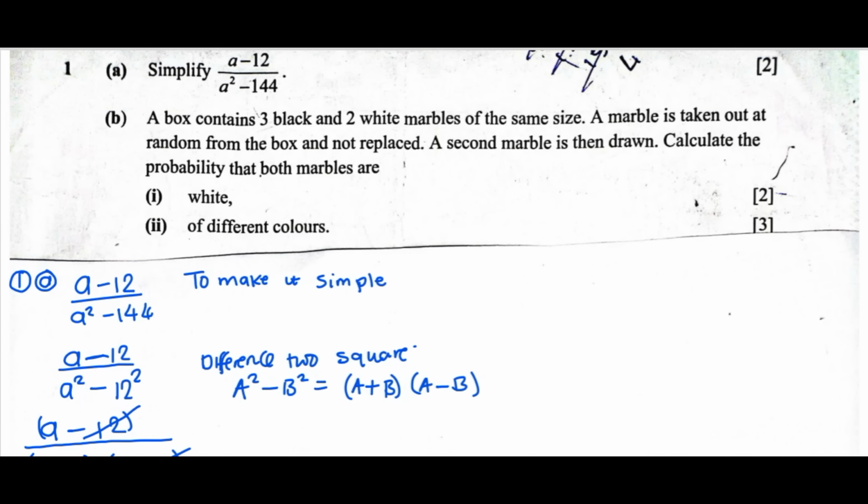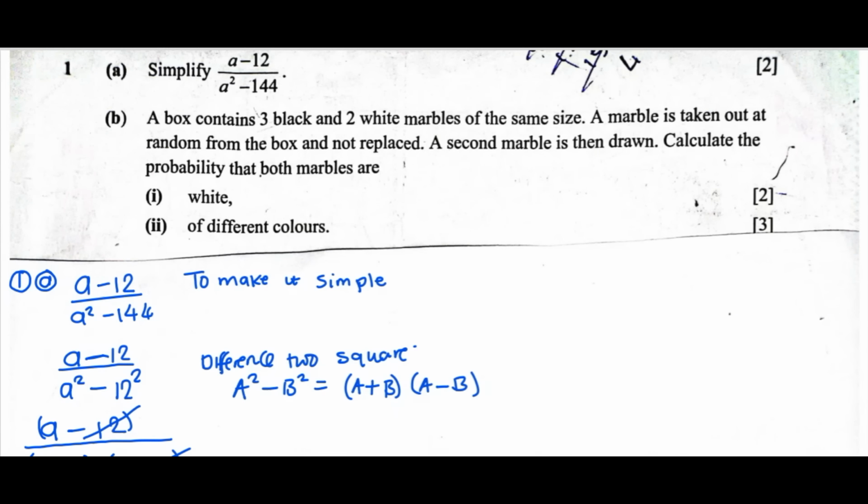Now let's go to question B. A box contains 3 black and 2 white marbles of the same size. A marble is taken out at random from the box and not replaced. A second marble is then drawn. Calculate the probability that both marbles are white as Roman number 1, then 2 of different colors.